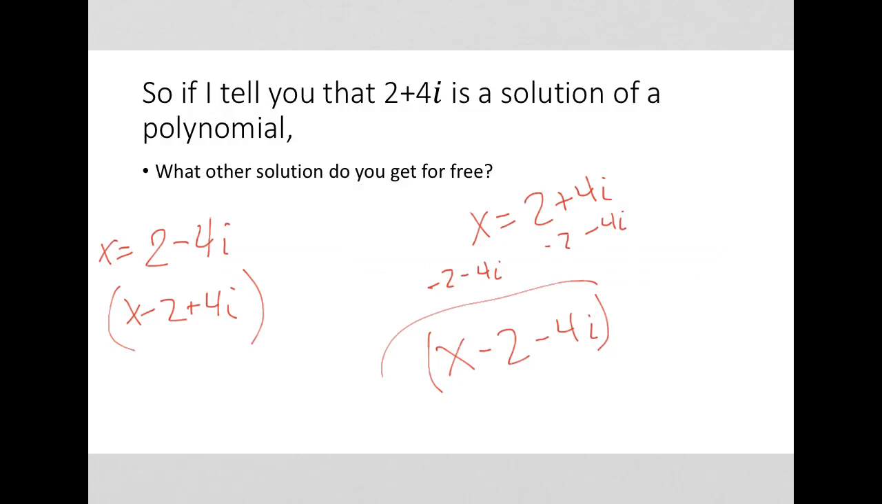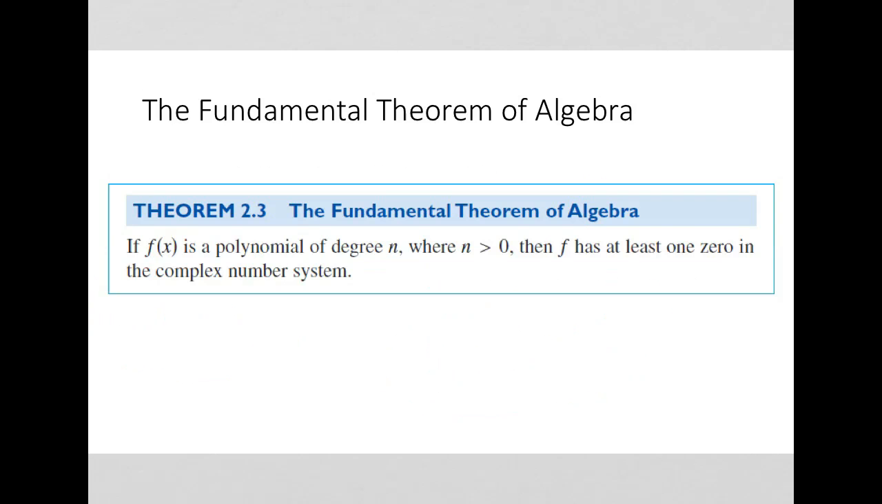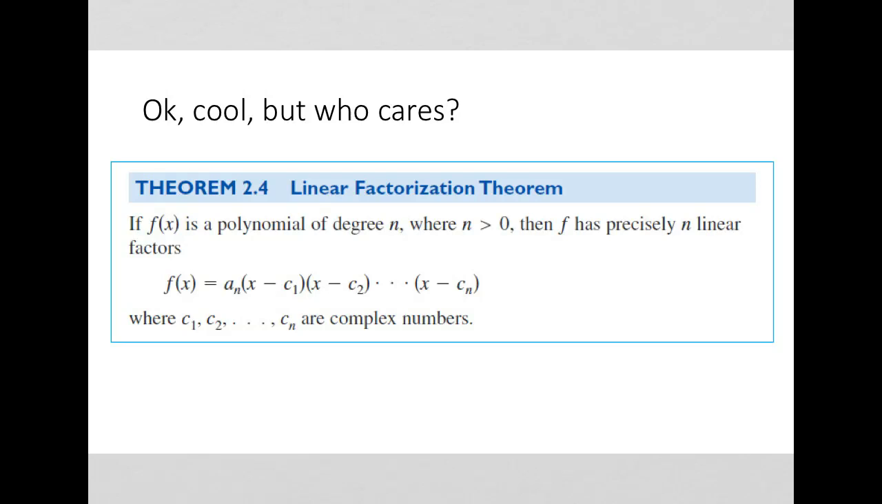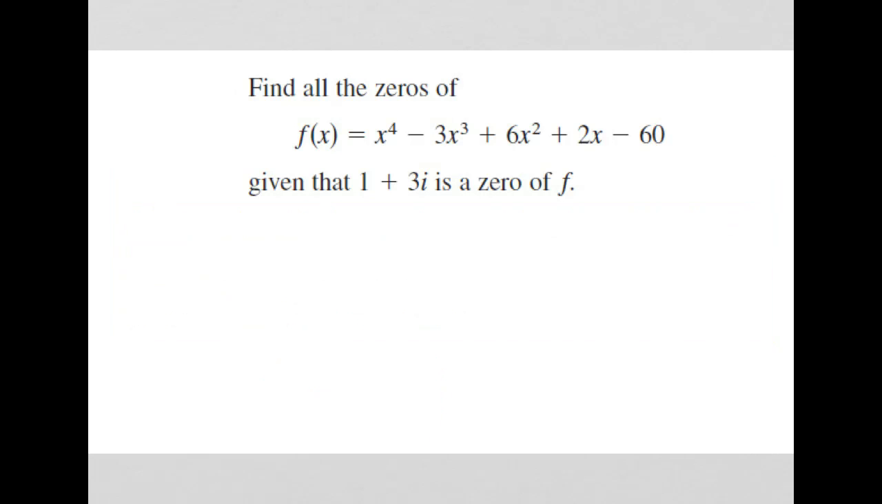And if I wanted to, I could multiply this factor by this factor and get an irreducible quadratic function, which we'll see later. So a really important consequence of the fundamental theorem of algebra is the linear factorization theorem. Basically what it says is that you can factor every single polynomial completely, and whatever the degree of your polynomial is, that's how many linear factors you will have. And you can always just write those factors as x minus whatever the solution is.